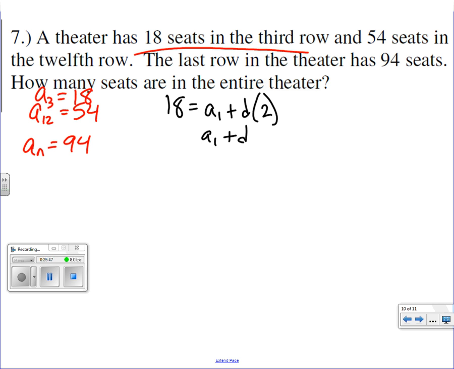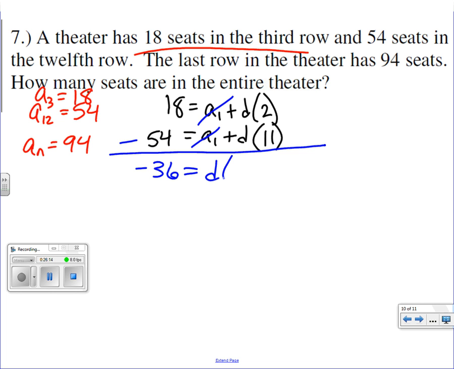Yes. No. It will tomorrow, but it doesn't matter today. Cole, what do you do next? Subtract them. Anybody 18 minus 54? Your A1s cancel, and 2 minus 11 is negative 9. Gracie, what do you do next? So D is 4.